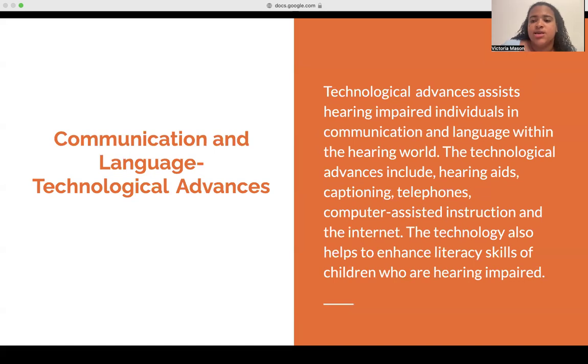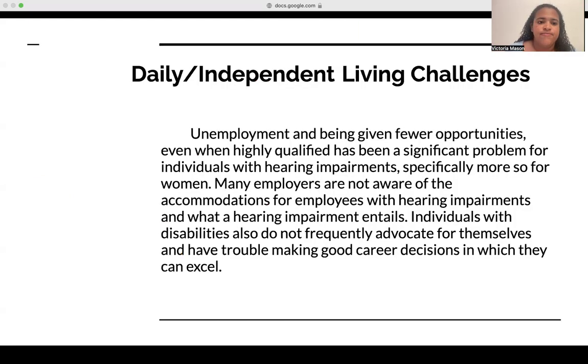Technological advances assist hearing impaired individuals in communication and language within the hearing world. The technological advances include hearing aids, captioning, telephones, computer-assisted instruction, and the internet. The technology also helps enhance literacy skills of children who are hearing impaired.